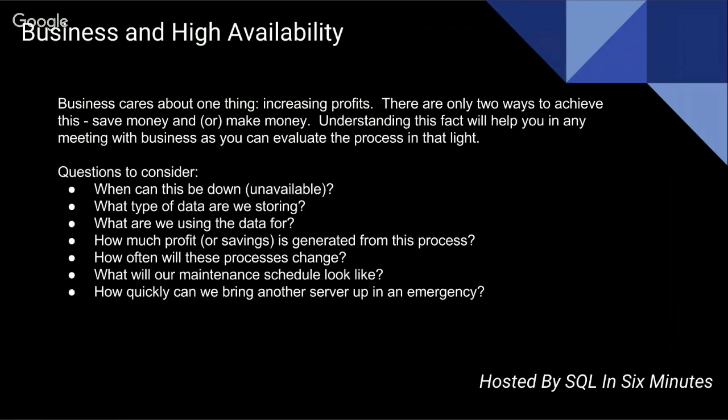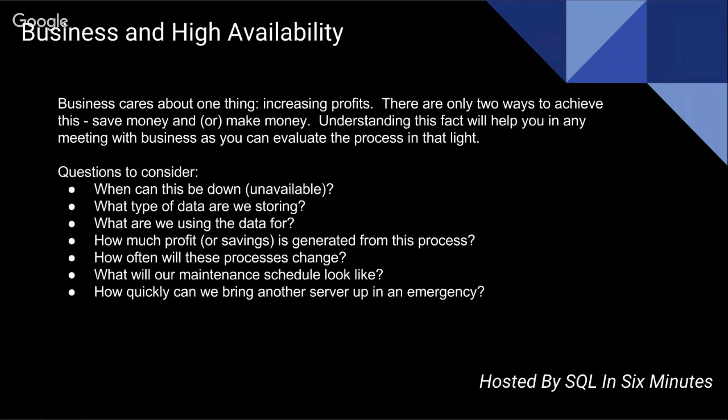Business primarily cares about one thing, increasing profits. And there are really only two ways to achieve increasing profits. One is to save money, not spend, and the other one is to make money. Understanding this fact will help you with any meeting with business, as you can evaluate the process in that light. For instance, if you're trying to sell high availability to a business, if it doesn't meet either saving money or making money, they're probably not going to care. But we know that high availability does, especially with certain data, and we'll cover that in a second.